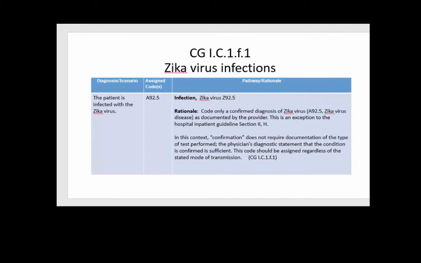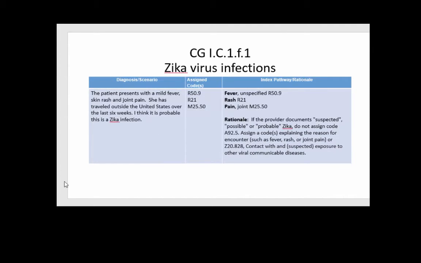Then the Zika virus just tells us you're only going to code a confirmed case. The doctor doesn't have to tell you why he's confirming. He's just saying this patient has Zika. That's all you need as a statement. And you would code A92.5. Again, this is new for 2017.